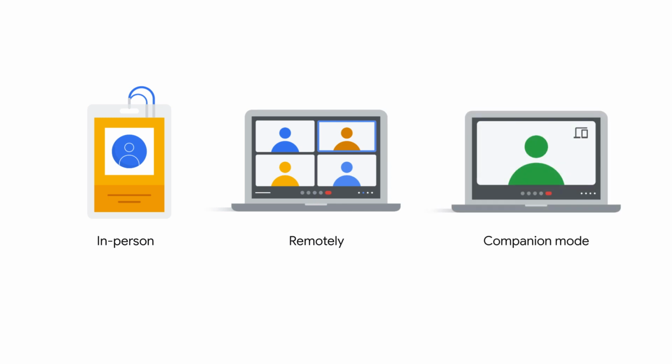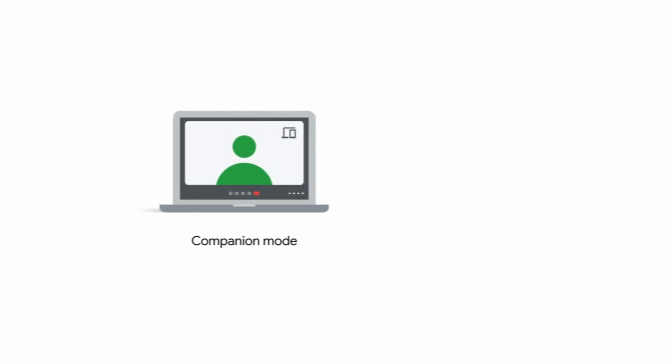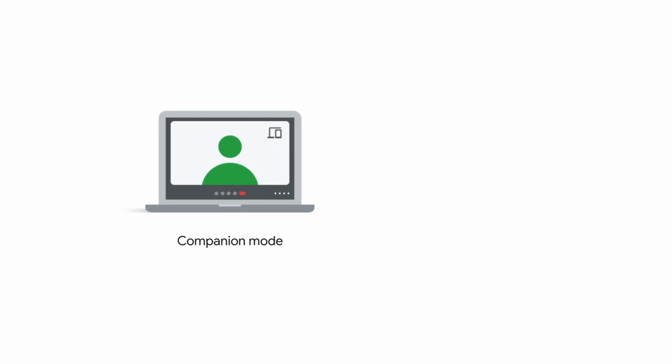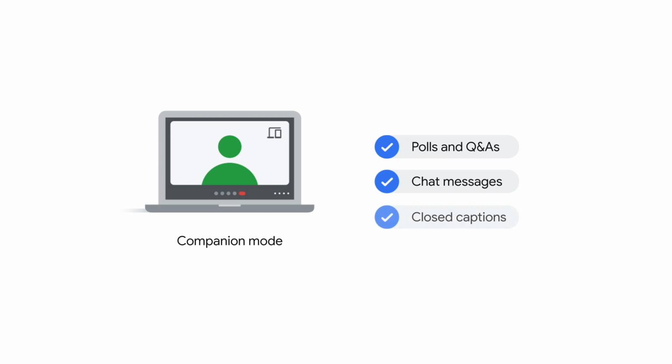In a hybrid work environment, some participants might join meetings in person and others join remotely. At Google, we suggest joining meetings using Companion Mode when you're in a conference room to better collaborate during meetings. This way you can access all of the Google Meet capabilities from your own device, like participating in polls and Q&As, sending chat messages, and turning on closed captions.